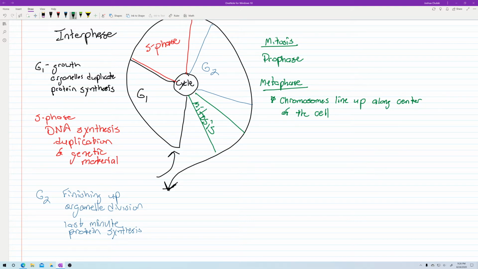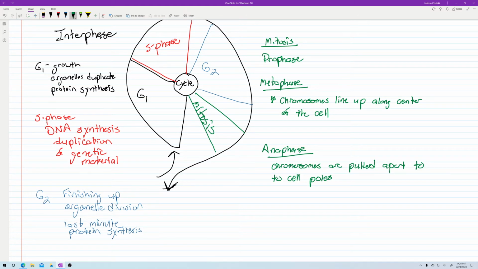Okay, and then after that we got anaphase. And here the chromosomes are pulled apart to the cell poles. Okay, to the cell poles.